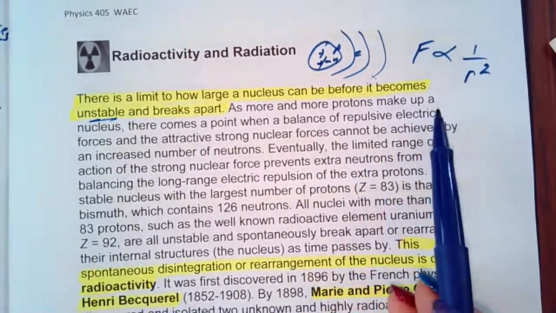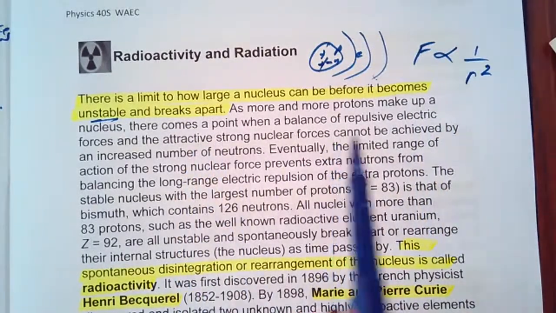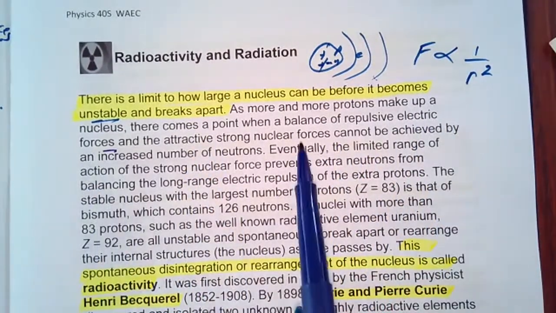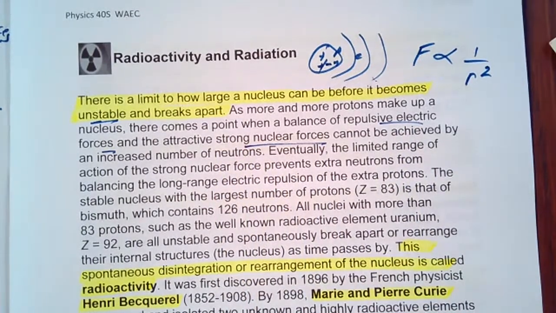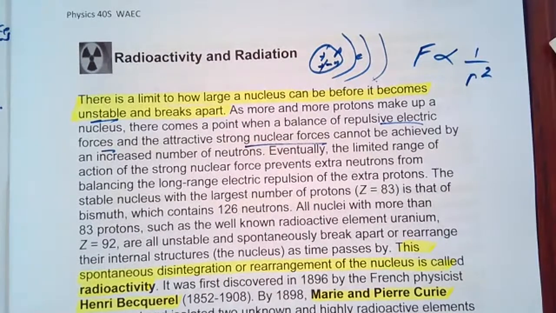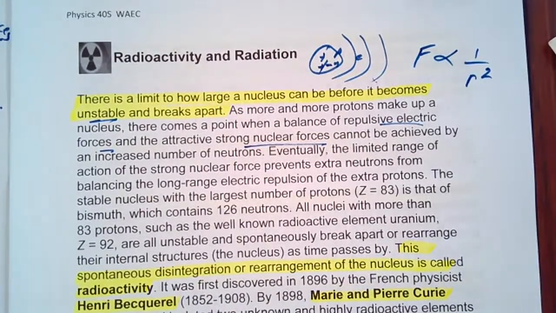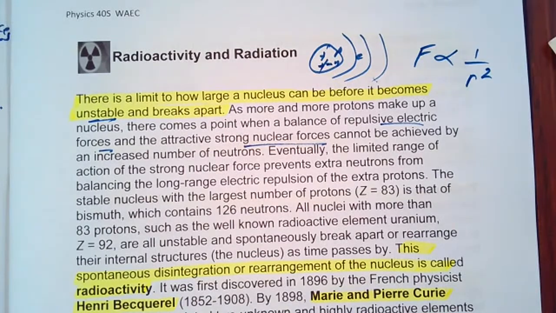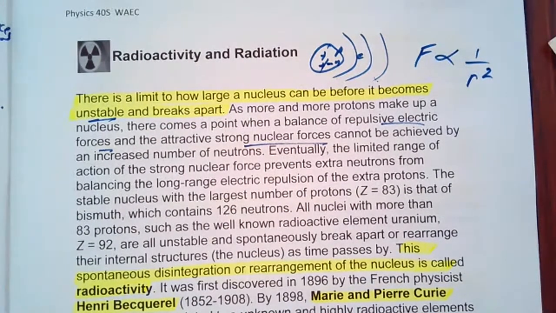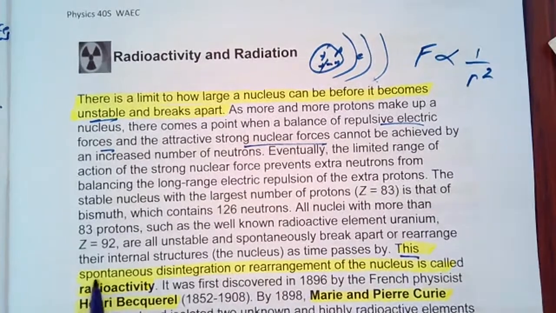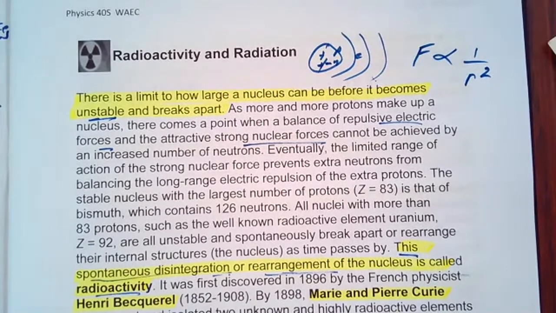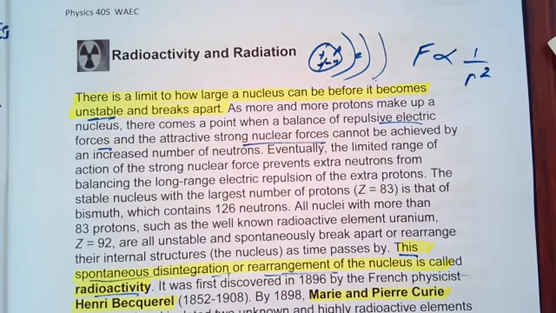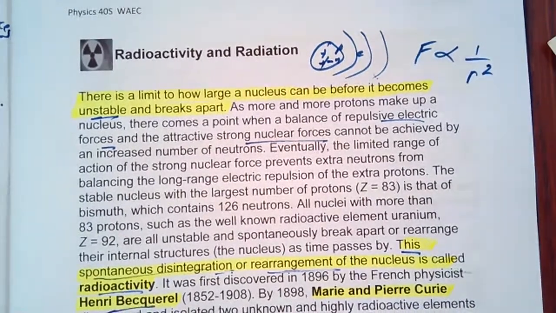So as more and more protons make up a nucleus, there comes a point when a balance of repulsive electric forces and the attractive strong nuclear forces can't be achieved by an increased number of neutrons. So the atom will become unstable, and it is this instability that causes radioactivity. This spontaneous disintegration or rearrangement of the nucleus is called radioactivity, and it was first discovered in 1896 by Henri Becquerel, a French physicist.